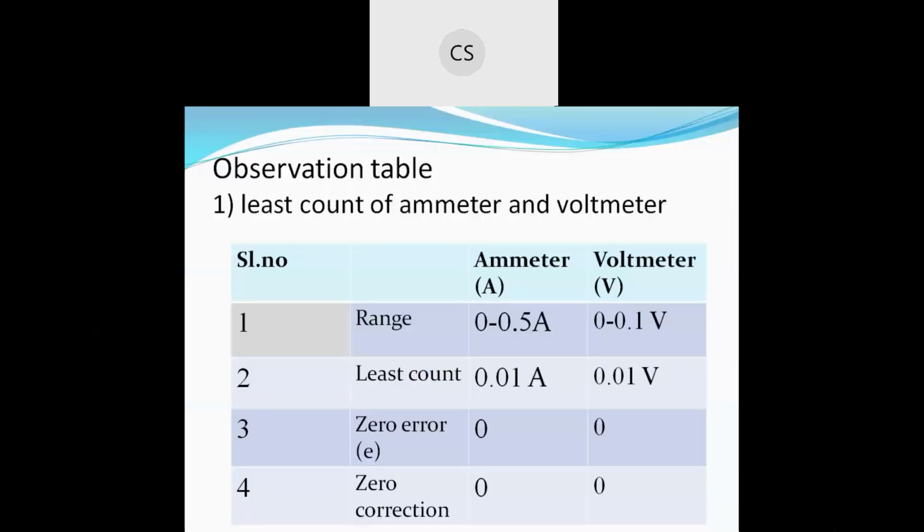Observation table. Number 1, least count of ammeter and voltmeter. Range of ammeter is 0 to 0.5 ampere. Range of voltmeter is 0 to 0.1 volt. Number 2, least count of ammeter is 0.01 ampere. Least count of voltmeter is 0.01 volt. Number 3, zero error of ammeter is 0. Zero error of voltmeter is 0. Number 4, zero correction of ammeter is 0. Zero correction of voltmeter is 0.